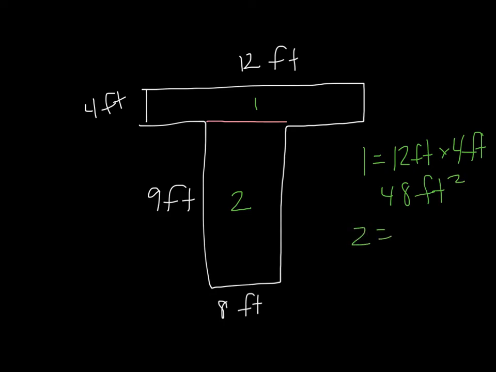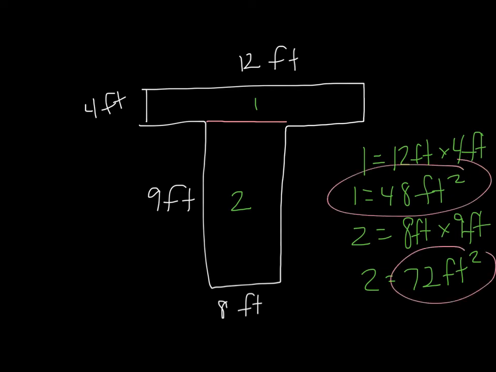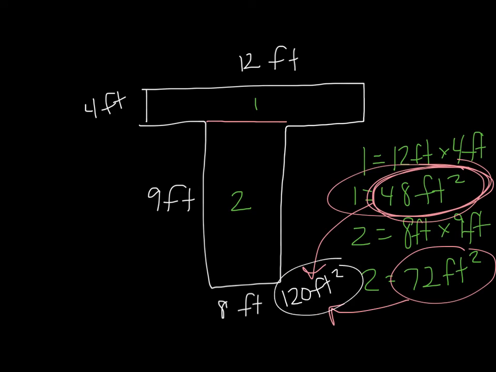Of my second rectangle, I see that there's a base of 8 feet and a height of 9 feet. 8 feet times 9 feet equals 72 feet squared. Now when I take these two values, the 48 and add that onto my 72, my final answer is 120 feet squared.